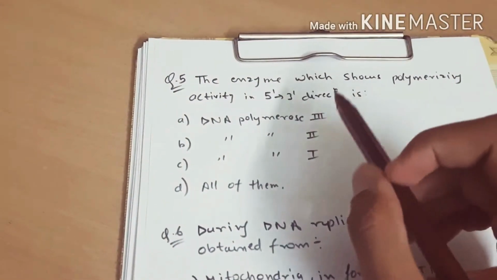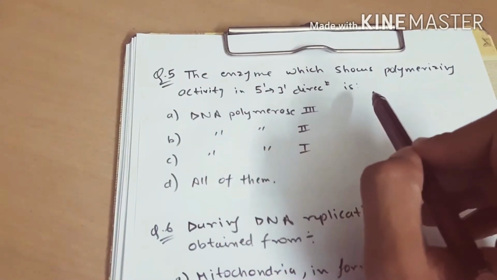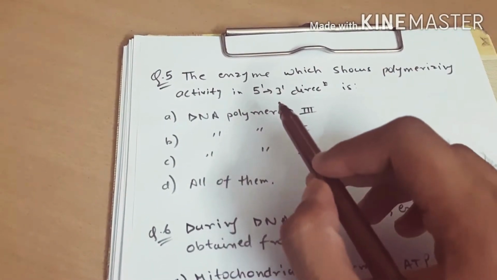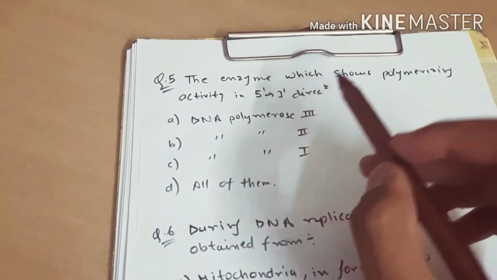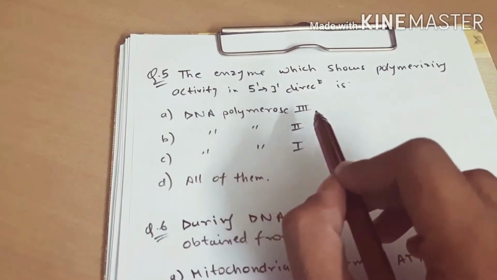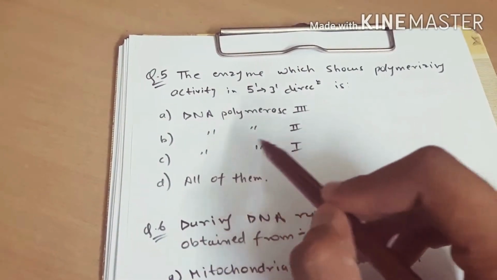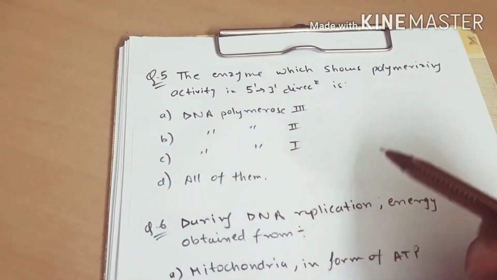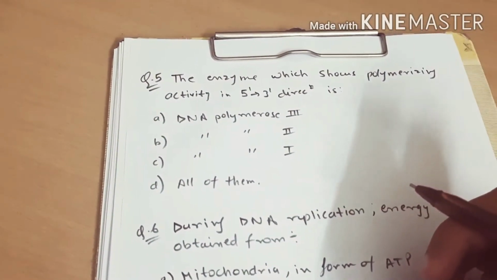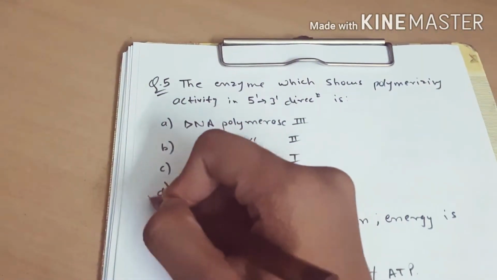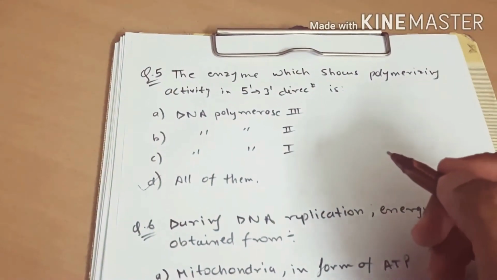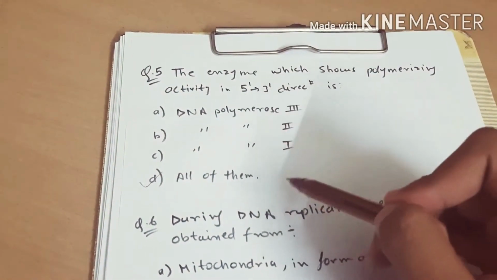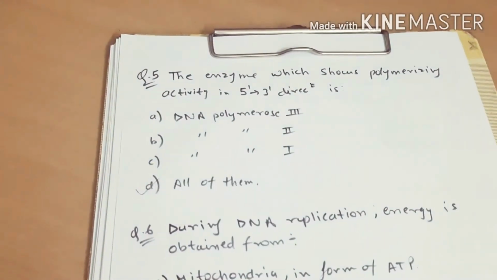And now question number 5. The enzyme which shows polymerizing activity in 5' to 3' direction is DNA polymerase 3, DNA polymerase 2, 1, or option D, all of them. Here the answer is option D, which is all of them. So remember about these 3 enzymes.